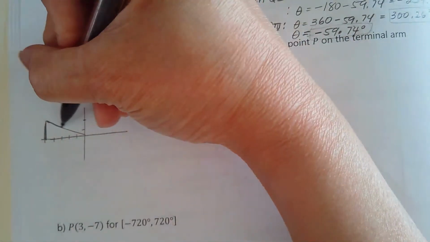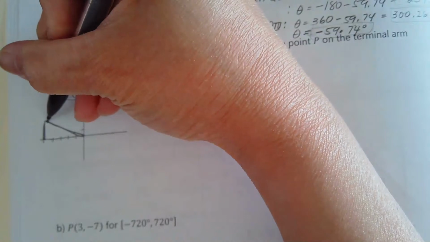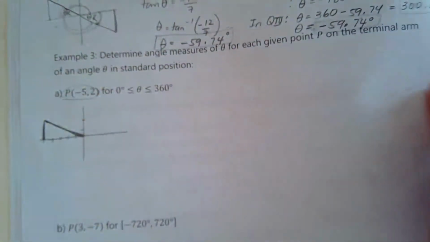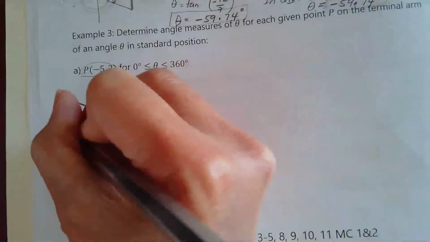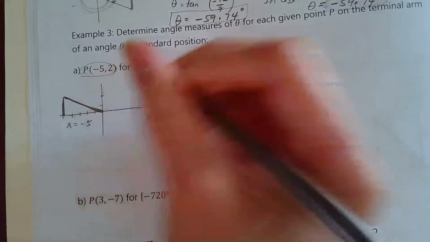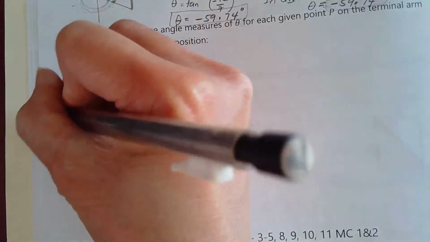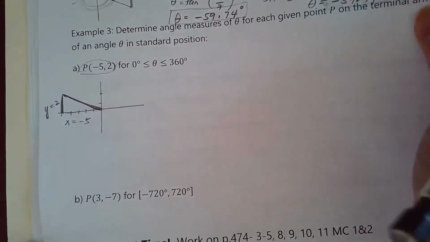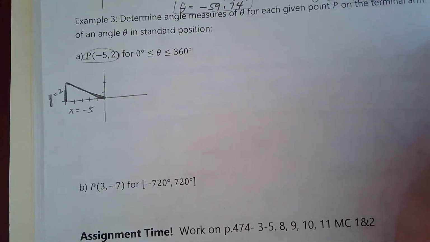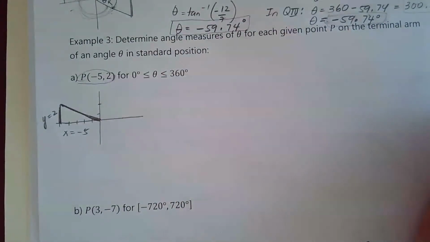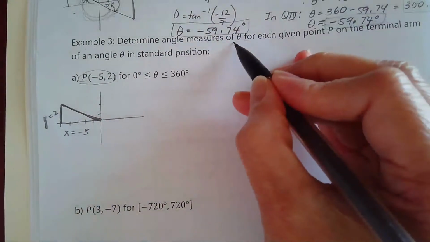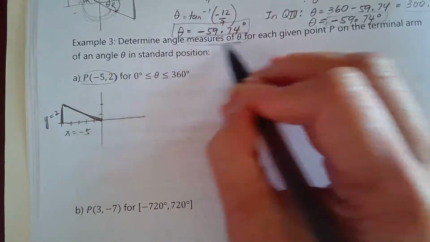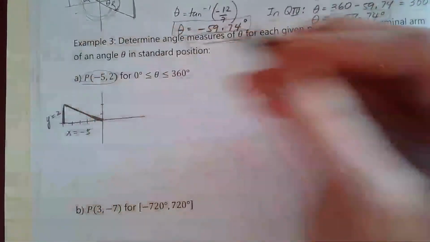So it's always nice to draw your picture, to visualize it. It helps me when I do the question. So x is going to be negative 5, y is positive 2. What are we trying to find out here? Determine the angle theta. Can we figure out this angle theta?